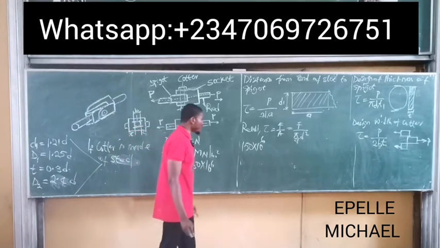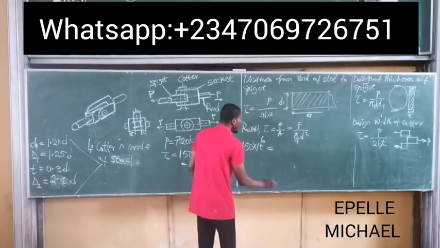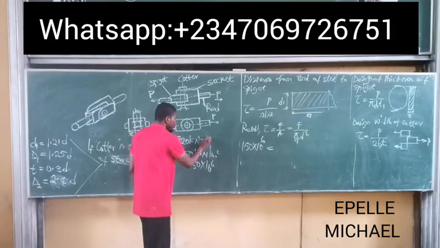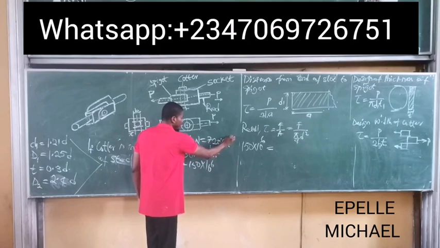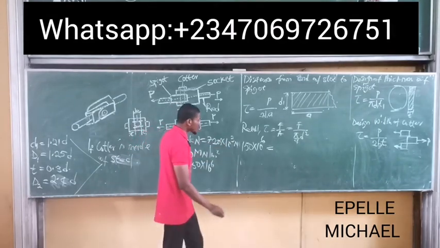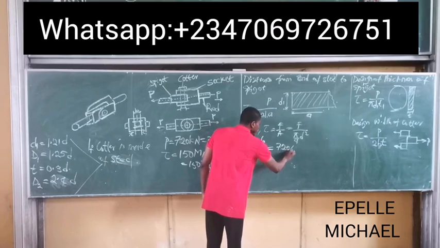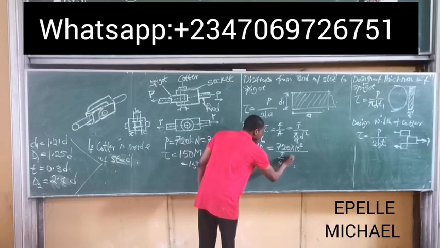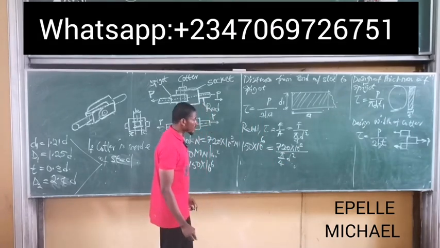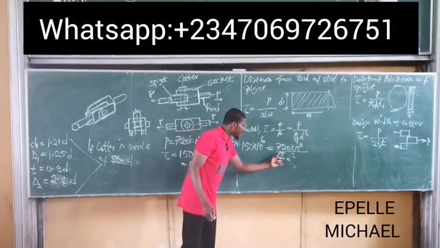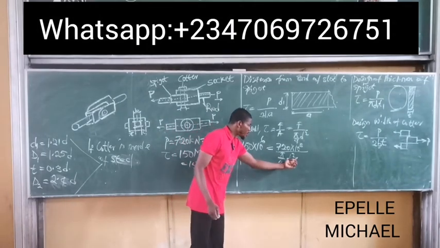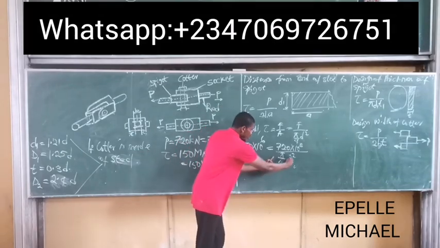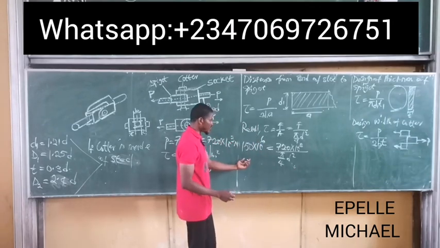So this is 150 by 10 to the power of 6, and that's equal to the force, which was given as 720 kilonewtons. Kilo simply means 720 by 10 to the power of 3, that's 1000. So you have 720 by 10 to the power of 3 all over pi over 4 diameter squared. From here, all we need to do is cross multiply. We need to make d squared the subject of the formula and find the value of d. So we simply cross multiply.